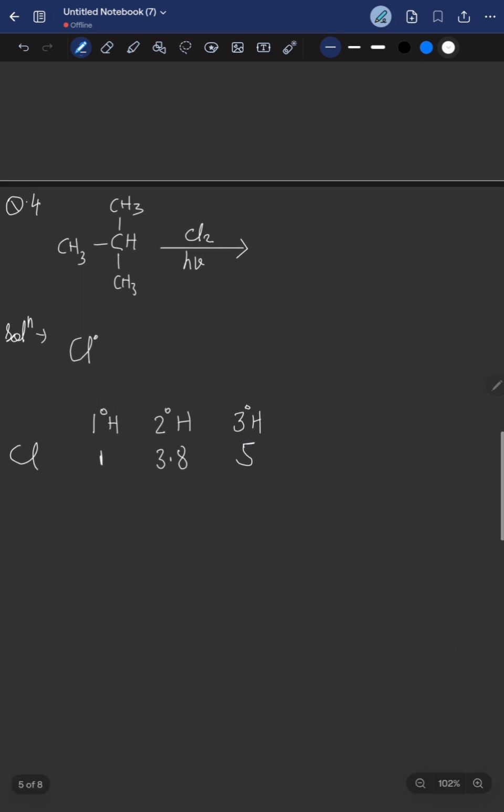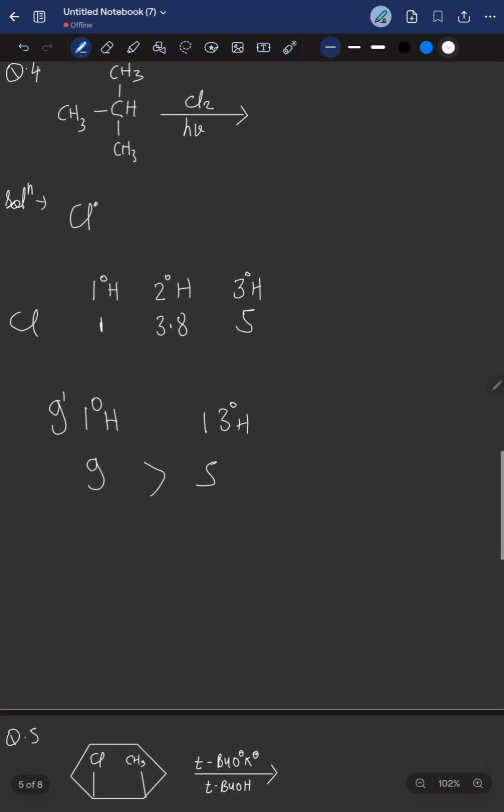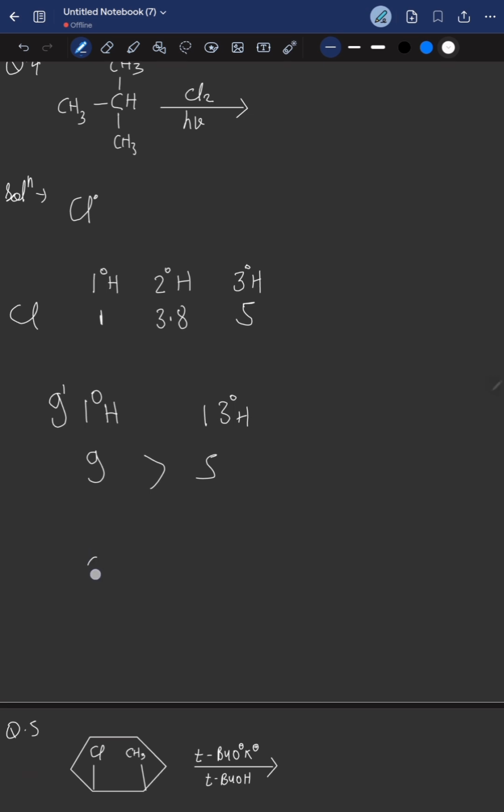Now we have to add these values according to the number of hydrogens. If the 1 degree hydrogen total is greater than the 3 degree hydrogen, then the chlorine would be attached on the 1 degree hydrogen. If the 3 degree hydrogen is greater than the 1 degree hydrogen, then chlorine would attach on the 3 degree hydrogen. Here there are 9 1 degree hydrogens and 1 3 degree hydrogen. So 9 ones are 9, and 5. So 9 is greater. So the chlorine would attach on the 1 degree hydrogen, which would lead to the formation of this.